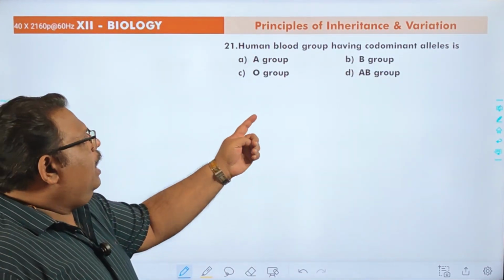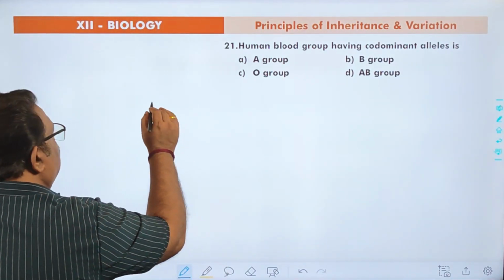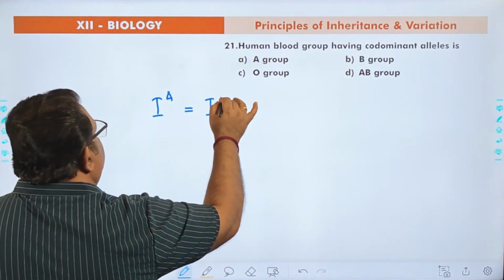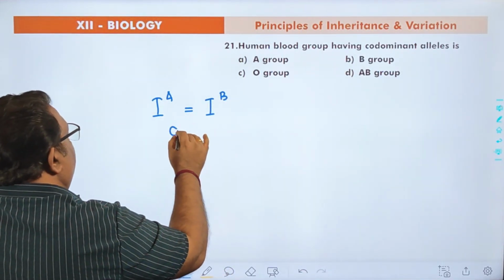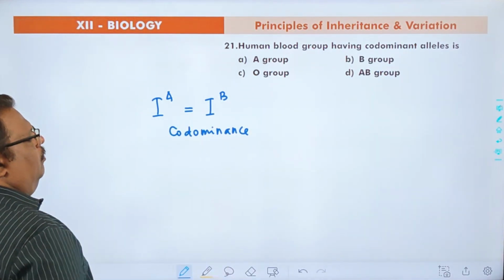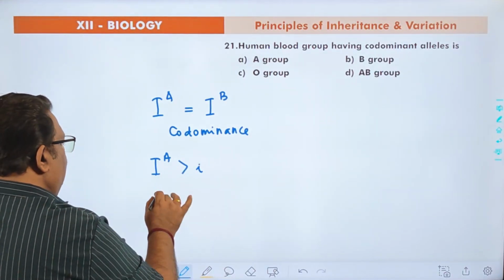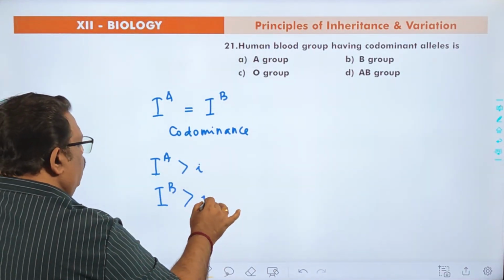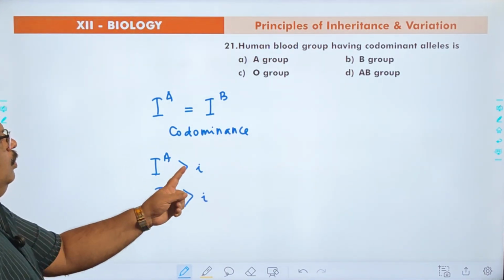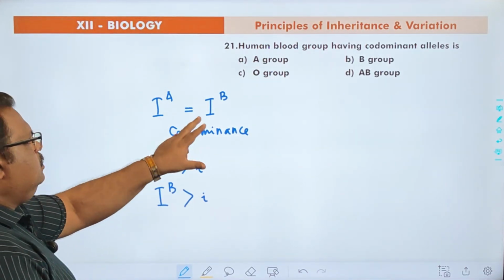Next one, human blood group having codominant alleles. What is codominance? 2 alleles which are equally dominant. IA is equal in expression potentiality with IB. So these 2 are codominant. This phenomenon is called codominance. IA is dominant to small i. Likewise, IB is dominant to small i. So these are completely dominant. IA is completely dominant over small i, IB is completely dominant over small i. But IA and IB are equally dominant, so that is called codominance.